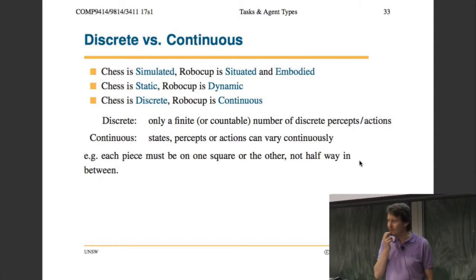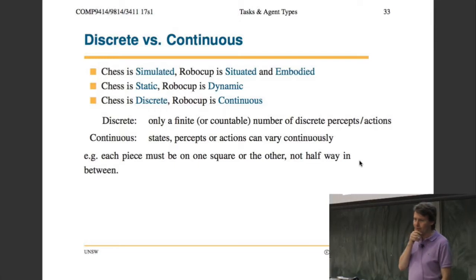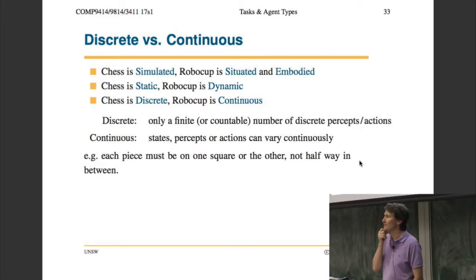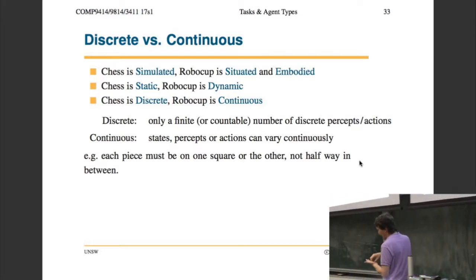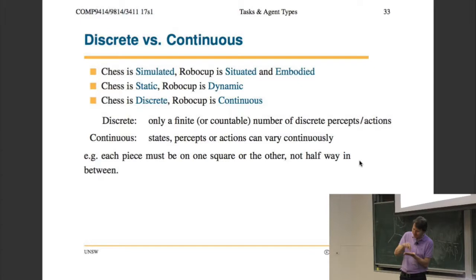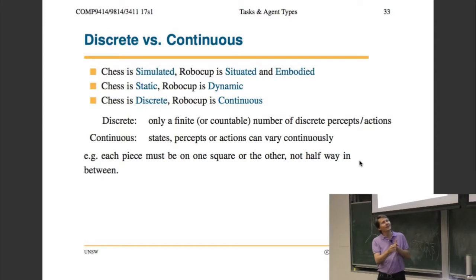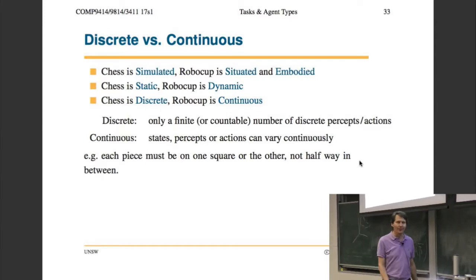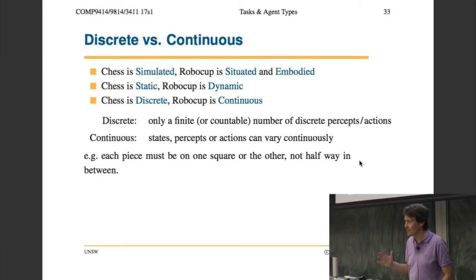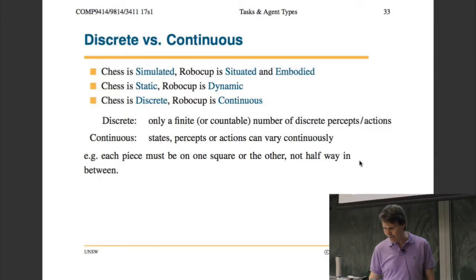All right, the next one is discrete versus continuous. Discrete: only a finite or countable number of discrete percepts and actions. Continuous: the states, percepts, or actions can vary continuously. So in chess, you're not allowed to have a piece in between two squares. It has to be either on this square or on this square. That's why it's discrete. There's a discrete choice between this and this. Whereas in Robocup, of course, the ball and the robots' positions can vary continuously, and Robocup is actually continuous in time as well as in space. Chess is discrete both in time and in space.